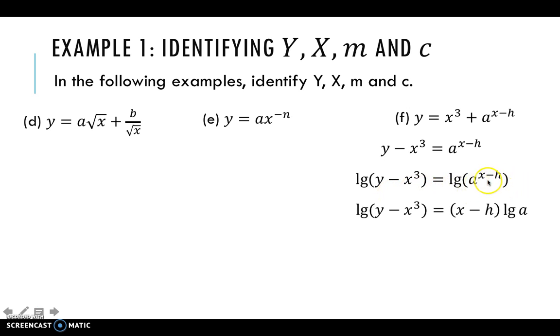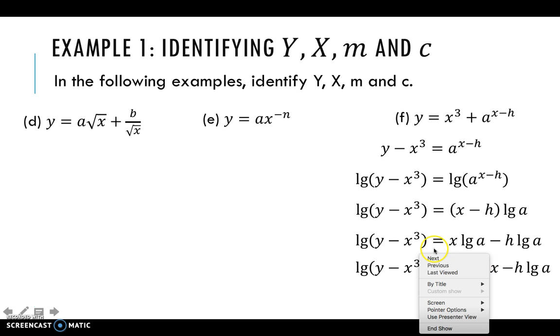Then from here, you are able to bring x minus h down as the power. Expand this will give you x log a minus h log a. Rearrange it a little, and you will get log a times x minus h log a. Please don't forget the brackets. So from here it's really very obvious that this is the big Y, this is the gradient, this is big X, and this is C.